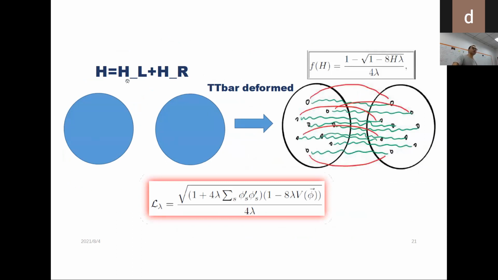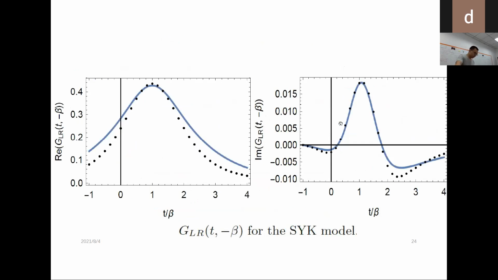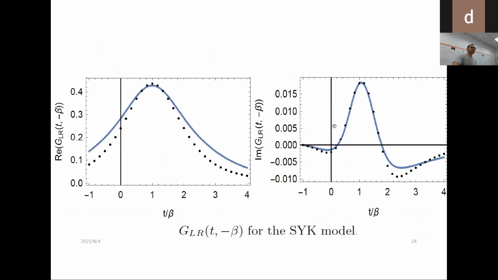So that means originally the two theories do not talk with each other, but with the TT bar deformation, the two sides will talk with each other. In some sense, it is a non-local effect induced by the TT bar deformation. This is a very strong signal to see the so-called wormhole after the TT bar deformation. Here we call it a wormhole, studied by studying the retarded correlator. Is there any question about this?